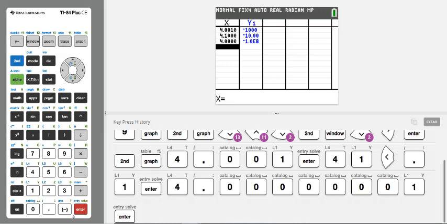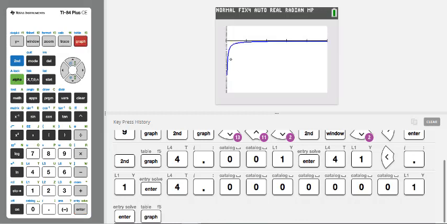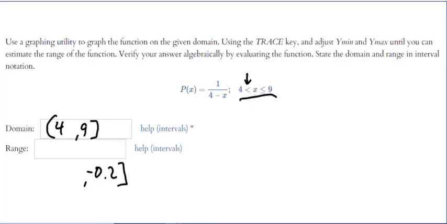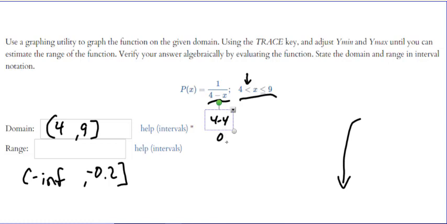Well, let's look at this. I'm making this harder than what it is. If it doesn't exist here, that means this goes all the way down to negative infinity. So that just took care of it. It should be negative infinity, comma, negative 0.2. If it's going down and it never reaches 4, because 4 would make it undefined here. 4 minus 4 is 0, and 1 over 0 is undefined. So that would have to be negative infinity. There you go.